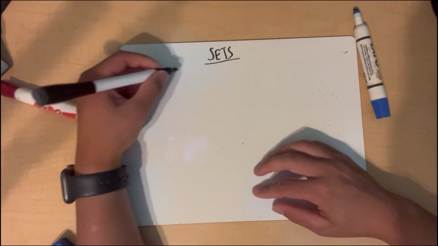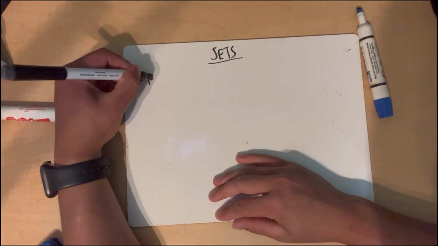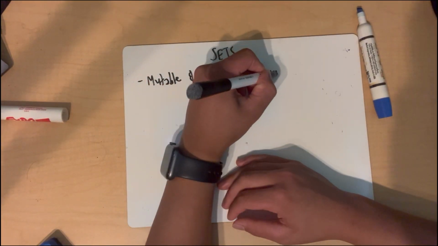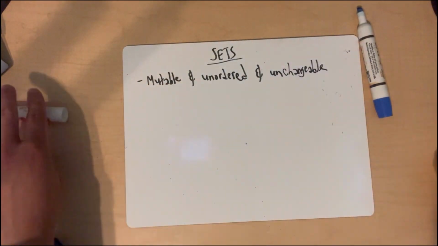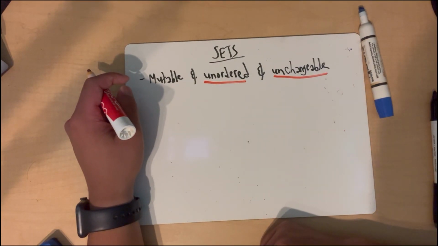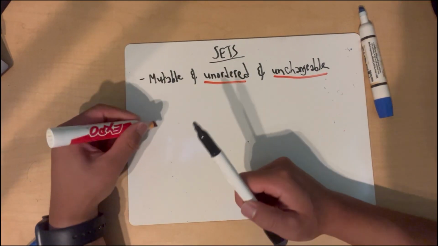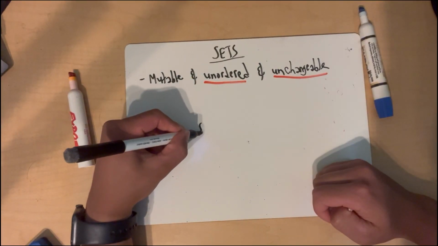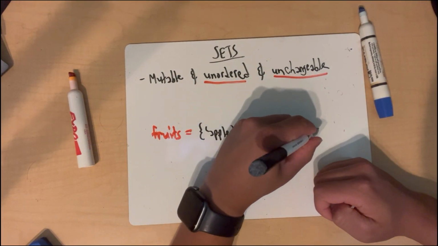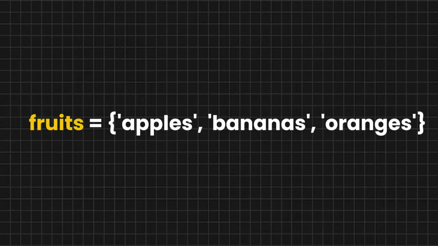Sets are similar to lists because you can store different kinds of items in a single variable and they're mutable. But the main difference between lists and sets is that the items in a set are unordered and unchangeable. So I can't access an item in a set using the same bracket notation I did with lists. Okay, so let's say that we have a set called fruits, and it has 3 items in it: apples, bananas, and oranges. And you can also see that to create a set, you have to represent it with curly braces.